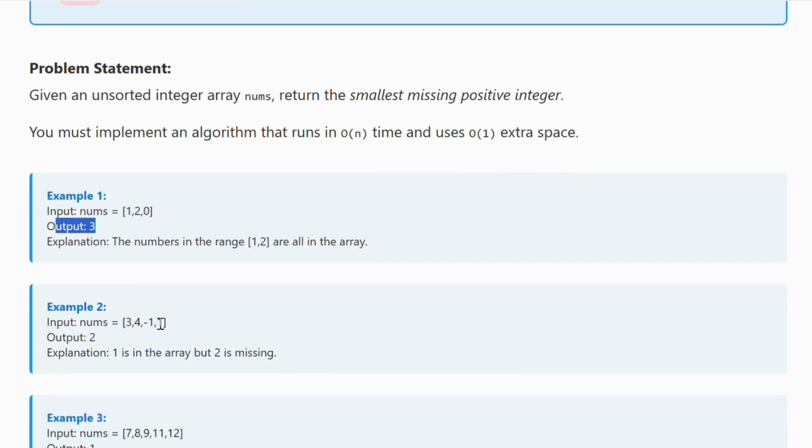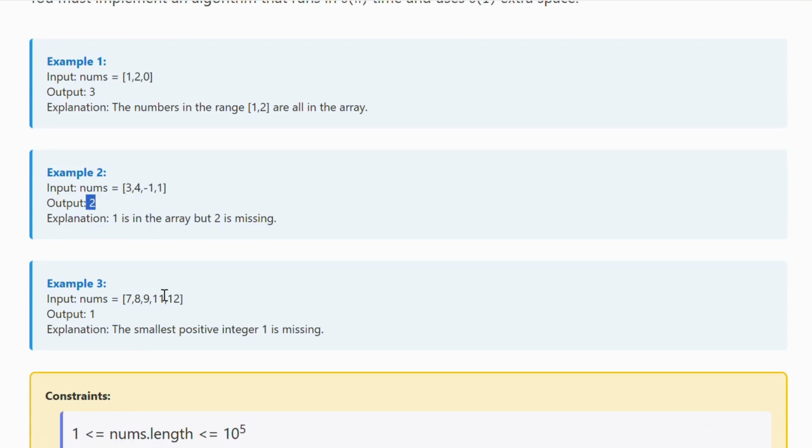Let's see another. Here what is given? 1, 3, 4, minus 1. We need the missing positive number, which is 2. 1 is given, 2 is not given, right? So 2 is our answer. Here is our third example, where we have been given 7, 8, 9, 11, 12. Simply here 1 is not even there. So 1 is our answer. So this is how the question works.